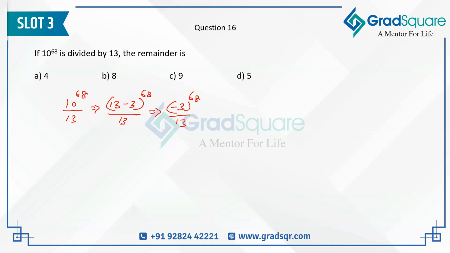Why am I interested in 3 in the numerator? Because 3 cube is giving me 27, which is 26 plus 1, and 26 is a multiple of 13. So that is how I'm thinking about 3 and then powers of 3, right? Minus 3 to the power of 68 is effectively nothing but 3 to the power of 68 divided by 13. So if I go further, 3 cube to the power of 22 will give me 66, and then you will have a 3 square separately, divided by 13.